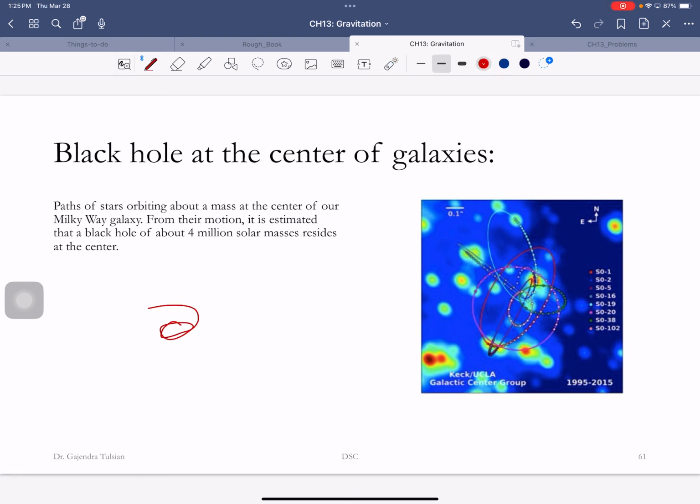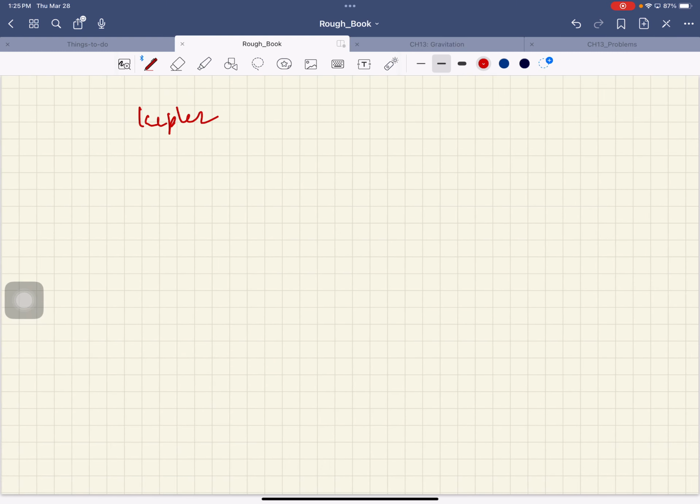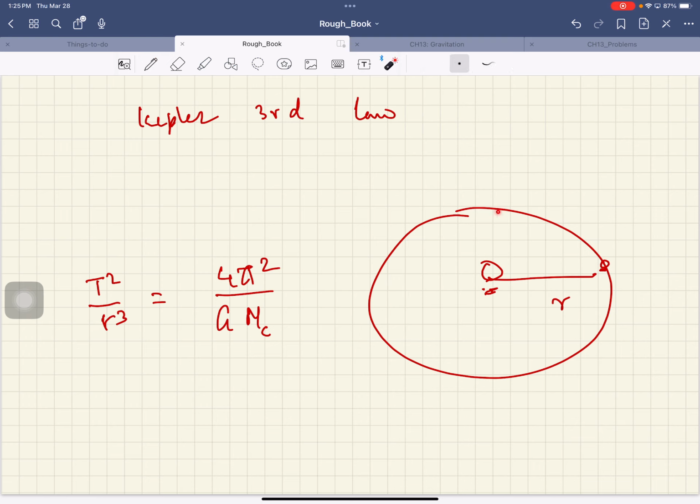You guys know that we live in the Milky Way galaxy, which is a spiral galaxy. And at the center of most galaxies, there are massive black holes. Do you know Kepler's third law? Here's a little object going around this massive object. This could be the Earth going around the sun, or a satellite going around the Earth. But you saw that T squared, the period squared, divided by radius cubed, equals 4 pi squared over G times the mass of the central object. So if you can measure the period of an object and measure the radius, you can calculate the mass of this central object.